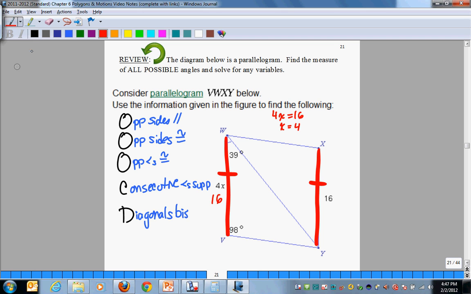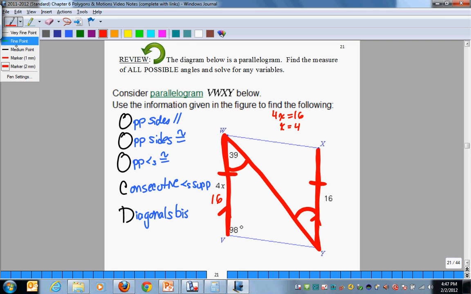Opposite sides are also parallel. That means we can do this. We can do armpits of the Z. So if that's 39, this right here must also be 39 degrees. In addition to that, we know opposite angles are congruent. So right here, if this is 98, the opposite angle must also be 98 degrees.